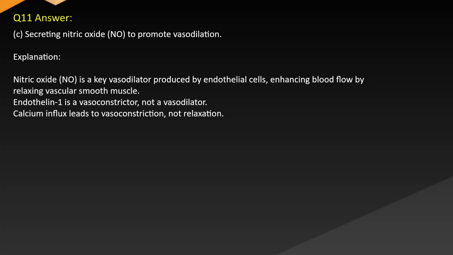Answer: C. Secreting nitric oxide (NO) to promote vasodilation. Explanation: nitric oxide (NO) is a key vasodilator produced by endothelial cells, enhancing blood flow by relaxing vascular smooth muscle. Endothelin-1 is a vasoconstrictor, not a vasodilator. Calcium influx leads to vasoconstriction, not relaxation.